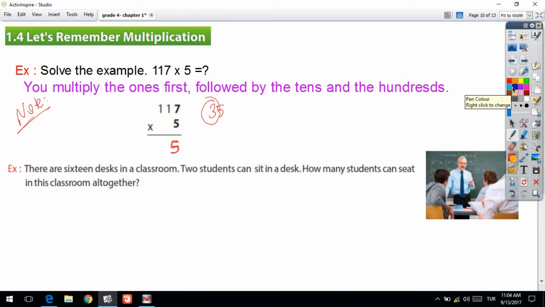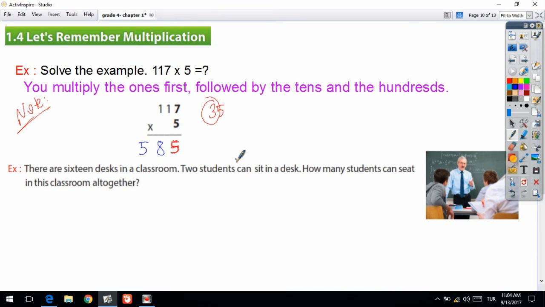What was the rule? I will multiply the number, later tens. 5 times 1, 5. 5 plus circle, 5 plus 3 is equal to 8. Later you will multiply the number by hundreds. 5 times 5, 585.